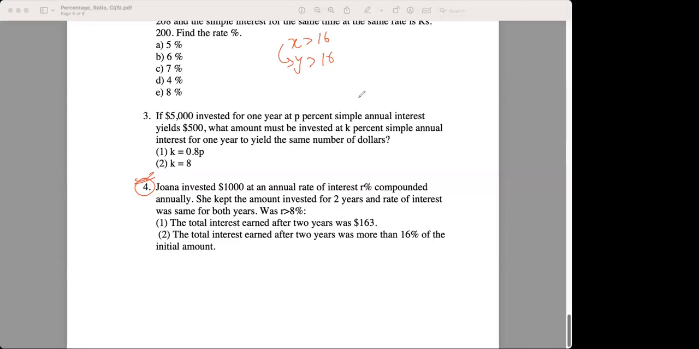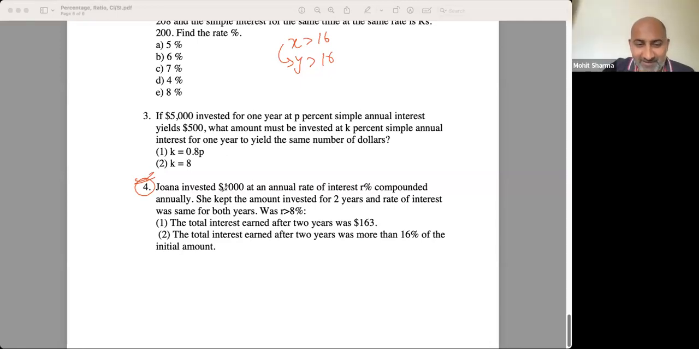Okay, got the point? Yes. Let's see this whole thing. Joanna invested 1,000 at an annual rate of interest R%, compounded annually. She kept the amount invested for 2 years, and the rate of interest was the same for both years. Was the rate of interest greater than 8%?